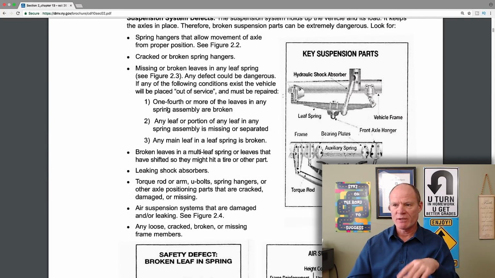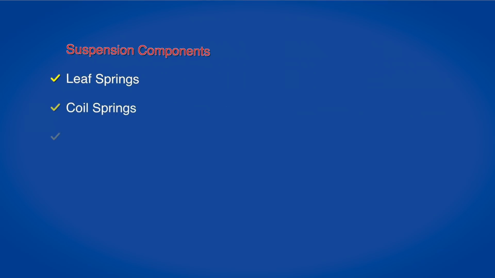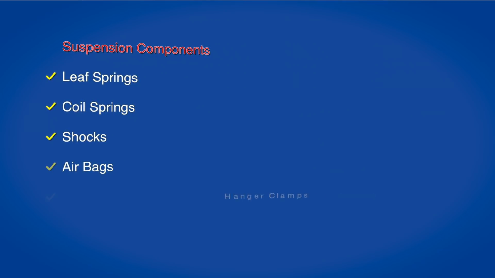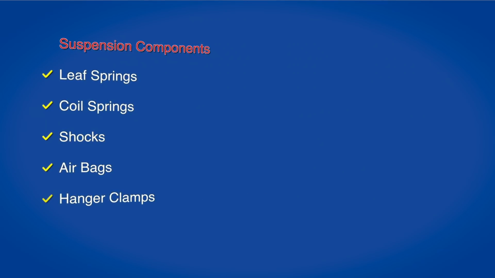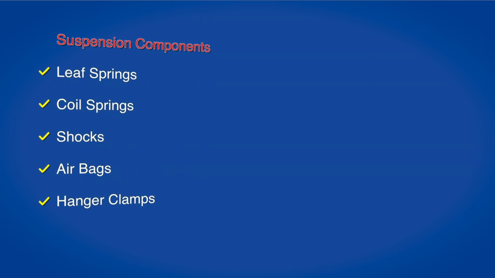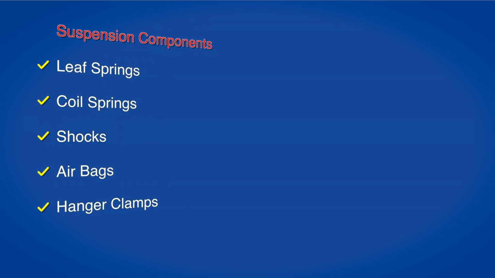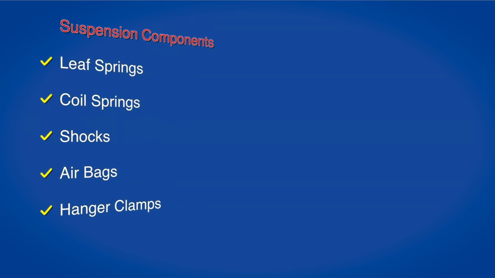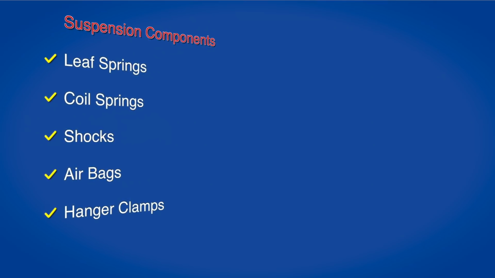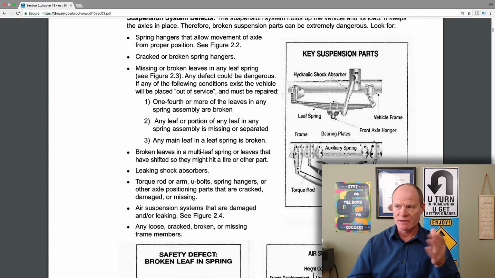Okay, some of the suspension components. I know I've already been through this once. The question is, name some of the suspension components. So leaf springs, shocks, coil springs, airbags, these are all part and parcel of the suspension. The axle, the hanger clamps here. So this is what holds the leaf springs together. Those are some of the things that you're going to be talking about.